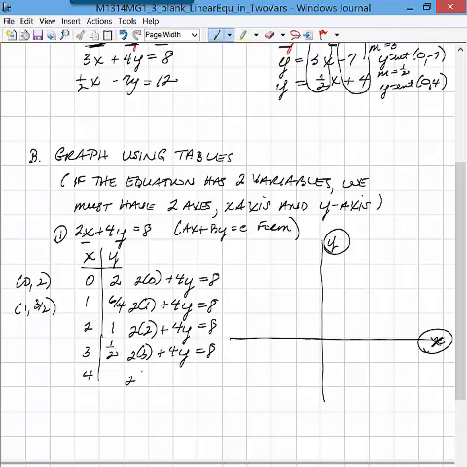And then if you take 2 times 4 plus 4y equaling 8, you're going to subtract 8 and divide by 4 and get 0. So here's many points. We really don't need this many. 2 or 3 would be sufficient, but I'm just trying to emphasize how you graph. So if I were to plot these points, the first is (0, 2), (1, 3/2), there's that point.